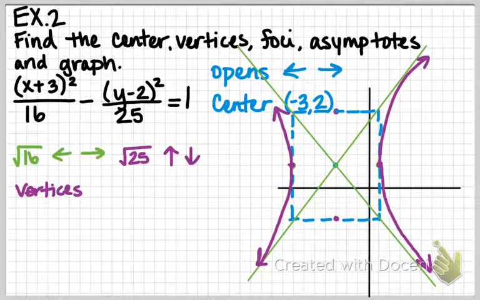Our vertices this time are the 2 points on the left and right, so that's going to be negative 7, 2 and 1, 2.